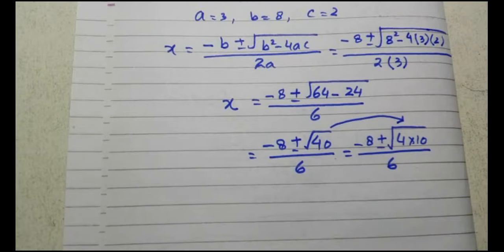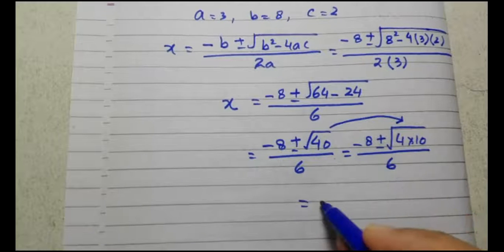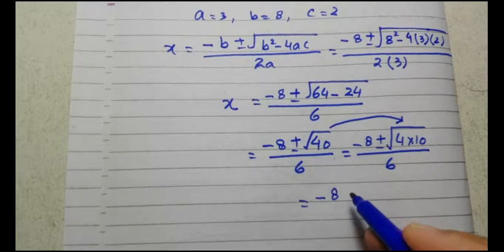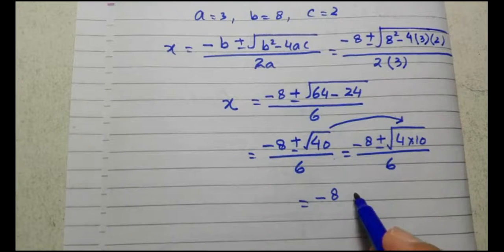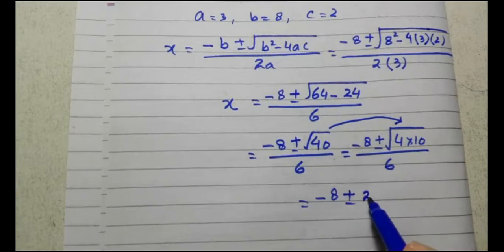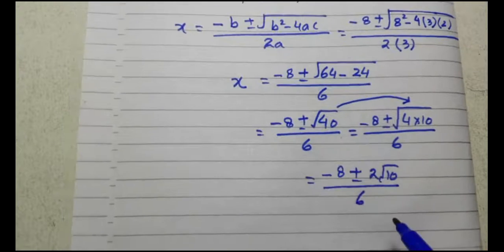So in this question, it is 40. We are converting this 40 as a multiple of 4 so that we can take out the radical of 4, or square root of 4. So it will become 2 times under root 10 divided by 6, like this one.